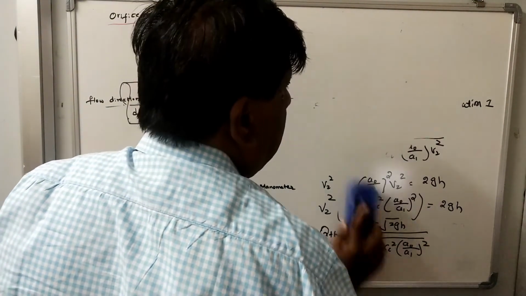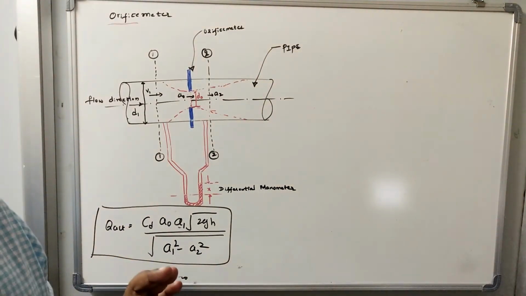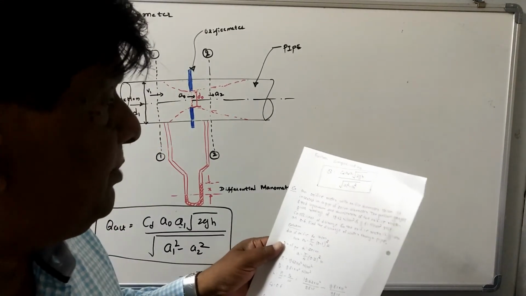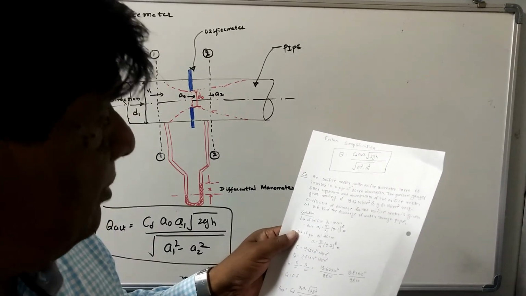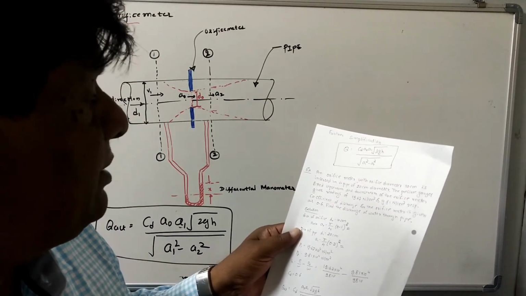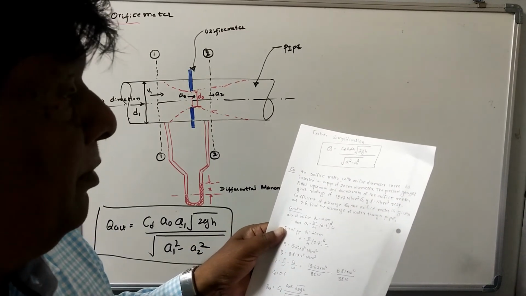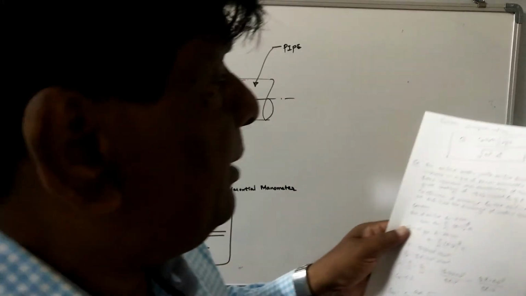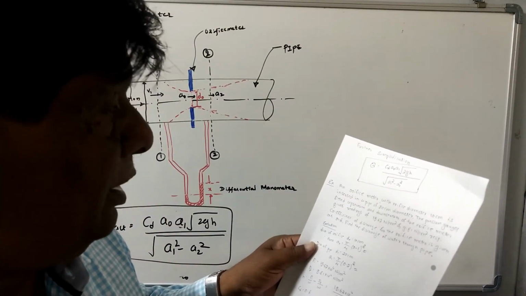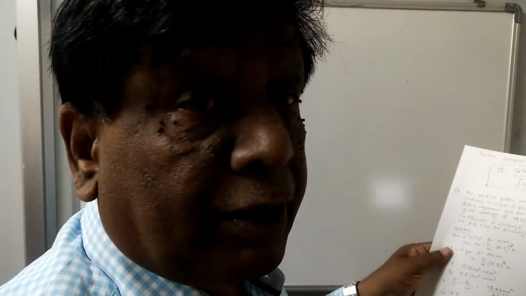The description of the problem is going to be uploaded; please refer to it. I will read the problem. An orifice meter with orifice diameter 10 centimeter is inserted in a pipe of 30 centimeter diameter. The pressure gauges fitted upstream and downstream of the orifice meter give readings 19.62 Newton per centimeter square and 9.81 Newton per centimeter square respectively. Coefficient of discharge for the orifice meter is given as 0.6. Find the discharge of water through the pipe.